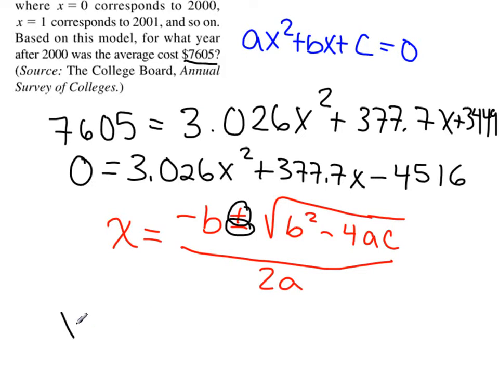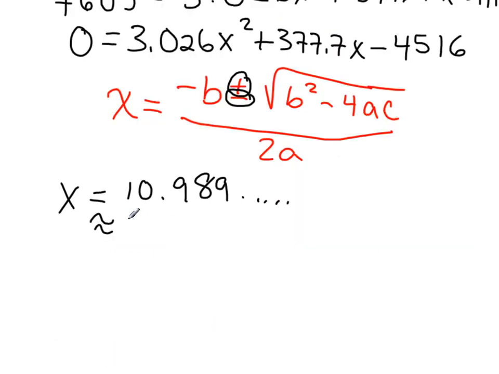For the first one, I usually do plus first. I get 10.9890 something rather. It keeps on going on and on, which for our case is about 11. We'll round up to the nearest year.